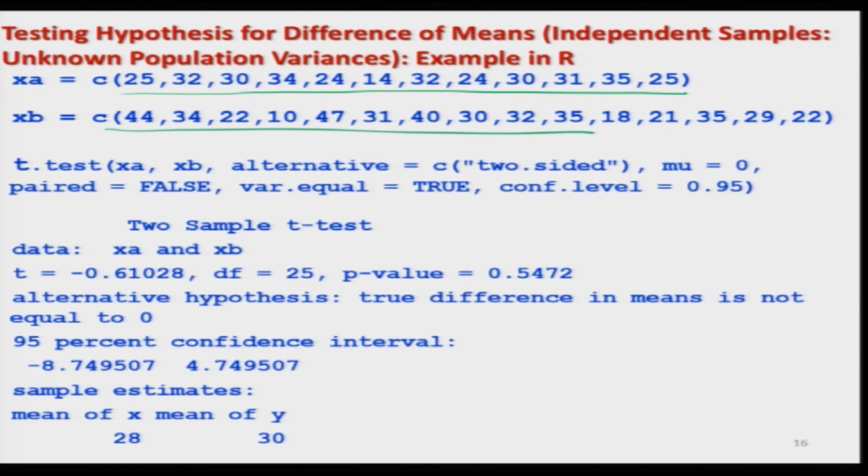The command is the same. So, we are going to use here t.test, the data on diet A, data on diet B, that is x a and x b. Alternative here is the same, two sided, mu is equal to 0, which is the value of mu 1 minus mu 2 equal to 0 under H naught, and paired is equal to false, because we have not used the paired observation, but the difference comes over here, that var.equal is now true, right.